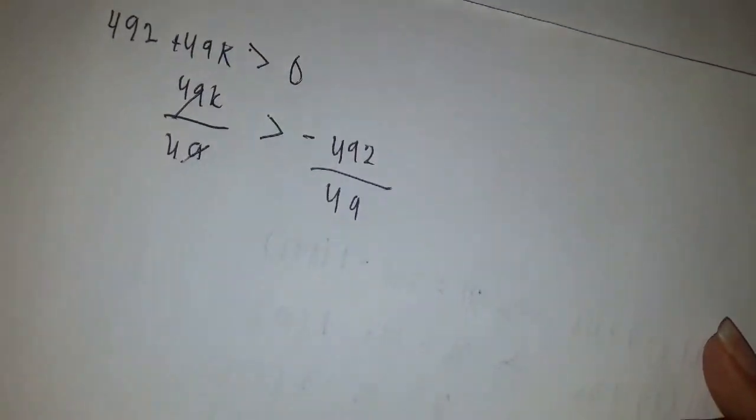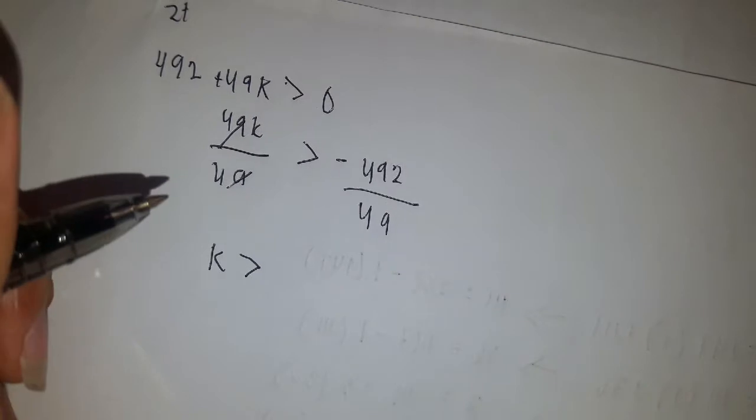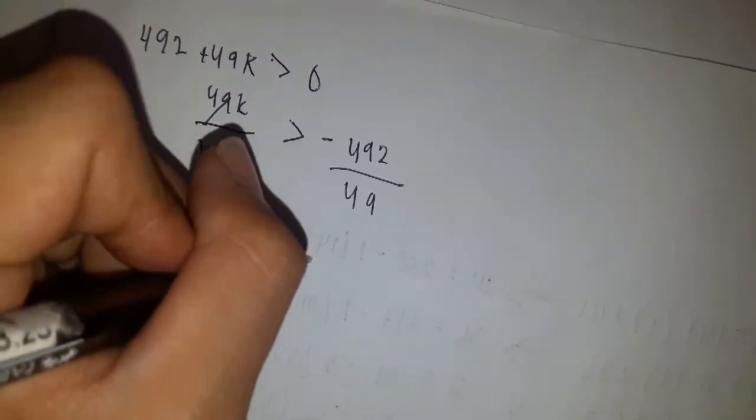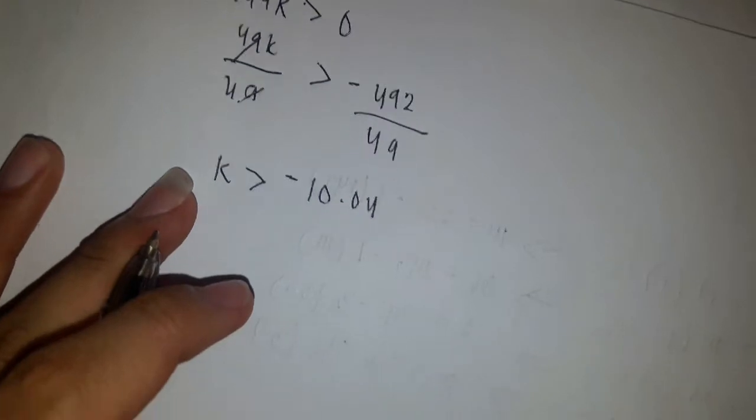We should find the solution of positive integers. So here for x, 492 plus 49k is greater than 0. So 49k over 49, and greater than -492 over 49. So we get k greater than -10.04.